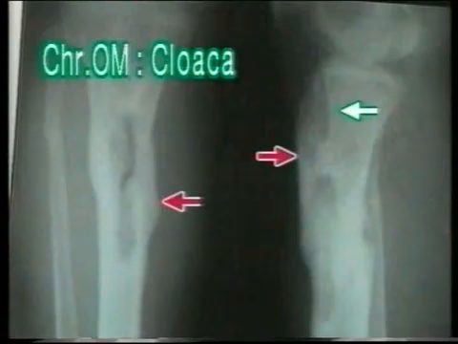This is a case of old and healed chronic osteomyelitis. The red arrow points to the cloaca or new bone formation, which is seen distinctly covering the old bone within it, shown by the white arrow. Also, the holes in the cloaca can be appreciated.